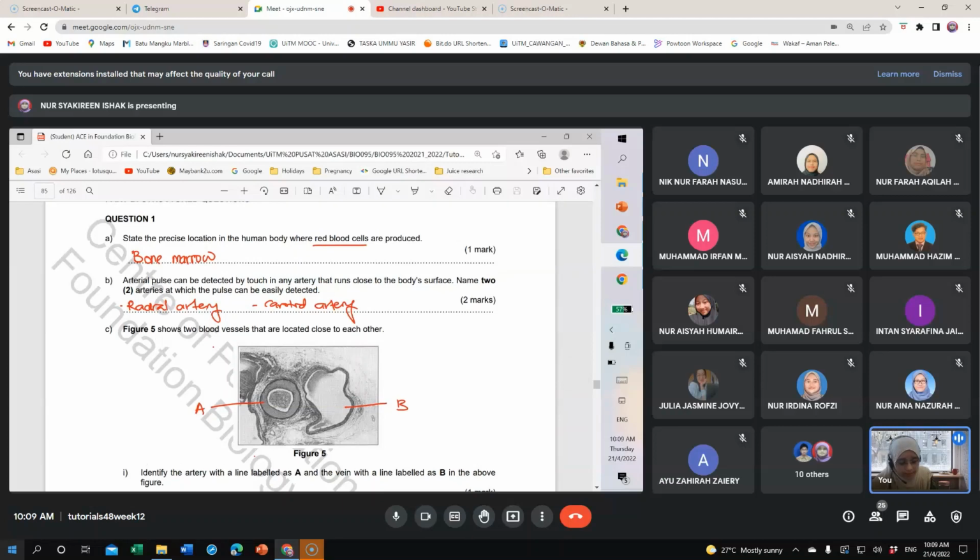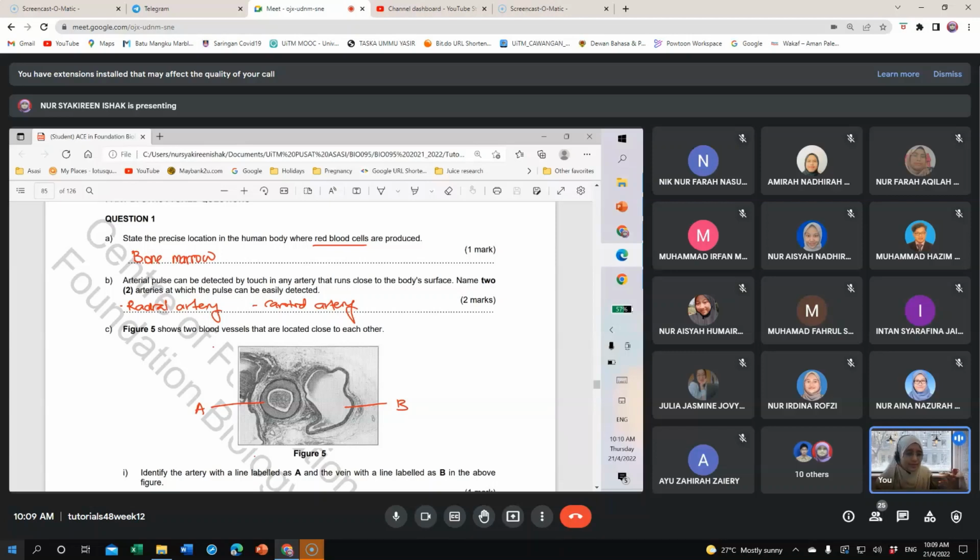Okay, so the next question, B, arterial pulse can be detected by touch in any artery that runs close to the body surface. Name 2 arteries at which the pulse can be easily detected. Okay, 2 arteries. So dalam nota awak ada banyak artery yang diberikan, kan ada satu slide tu. So you can choose any one, any of the arteries, but remember for your exam you cannot refer to your notes, so you have to memorize lah.